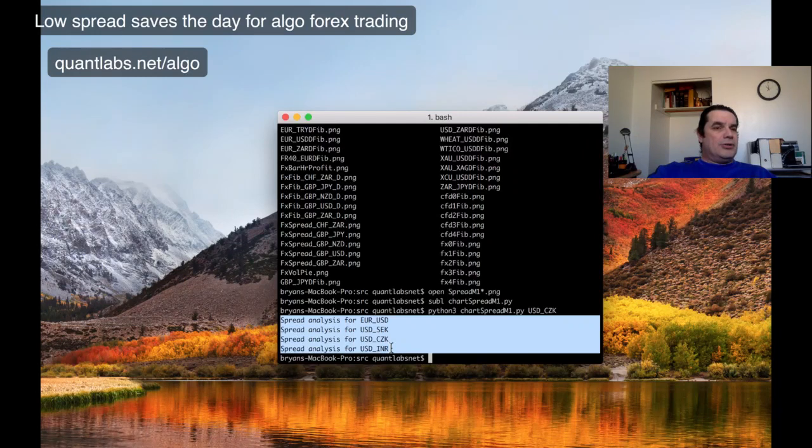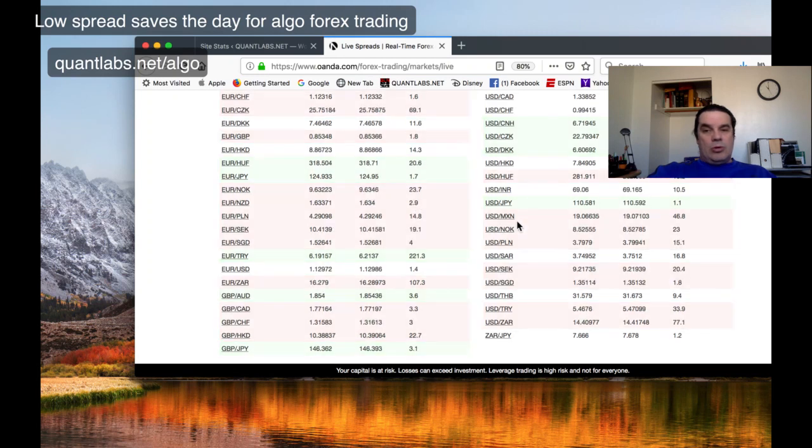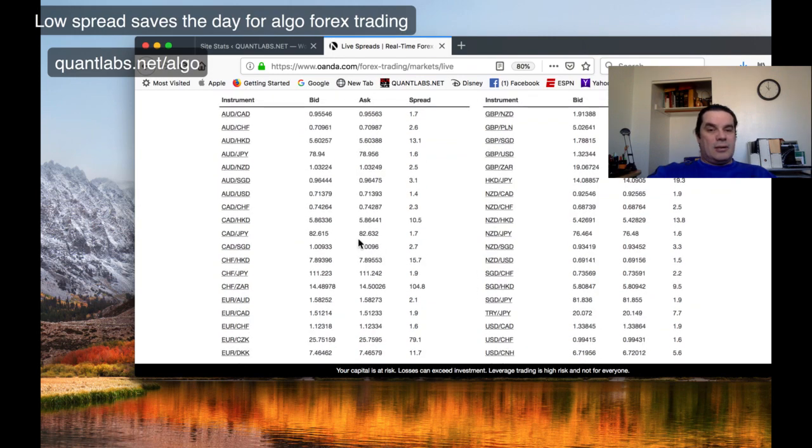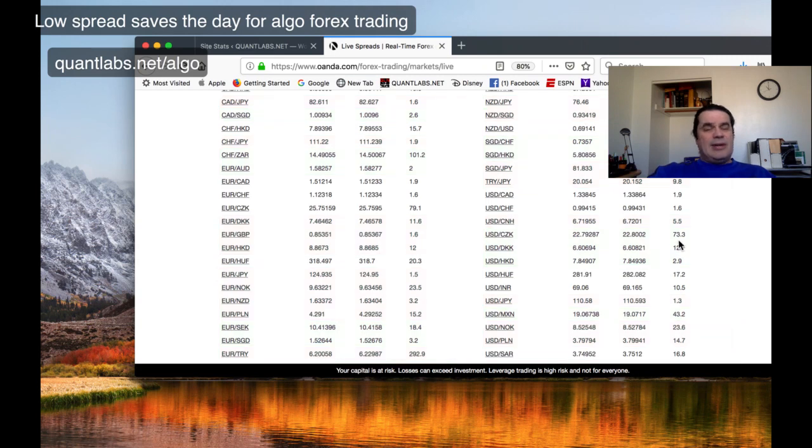These are the positions taken on, different combination pairs. Again, if you were part of the webinar, you'll know exactly what I'm talking about here. These are the pairs that we're taking on: US dollar against the Indian rupee, US dollar against the Czech koruna, and US dollar against the Swedish krona. When you look at the costs here, you'll quickly realize that USD/INR is at 10.5, USD/SEK is 19.6, and USD/CZK is 73.3.